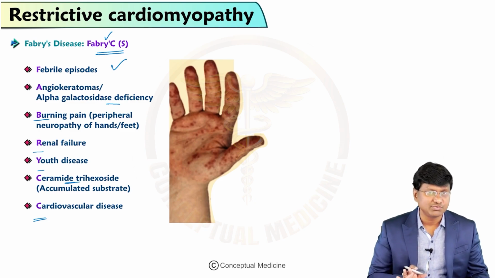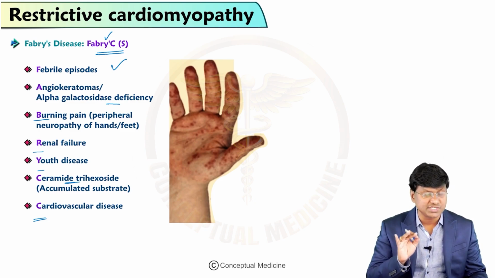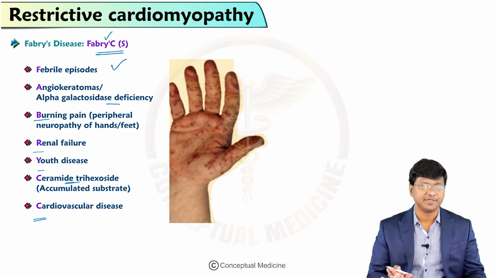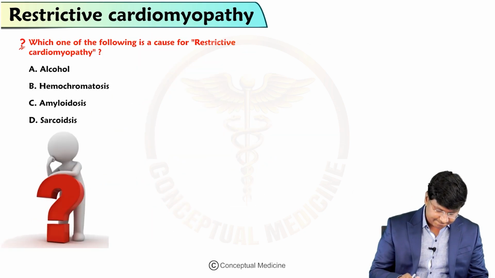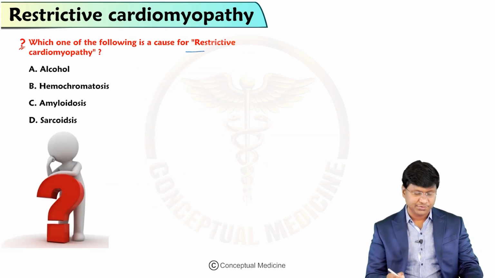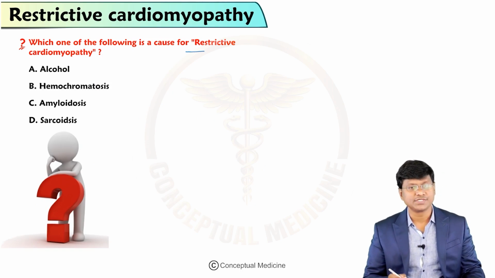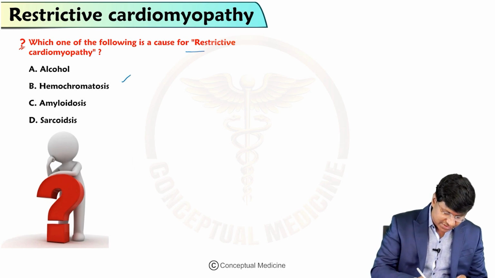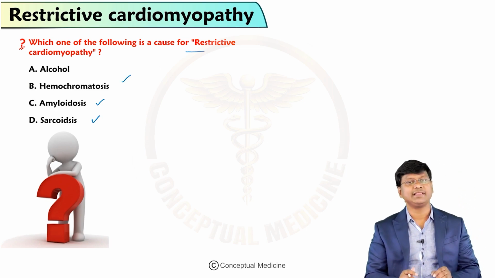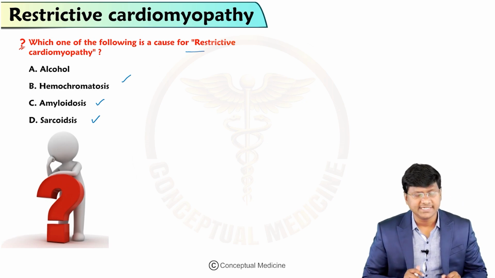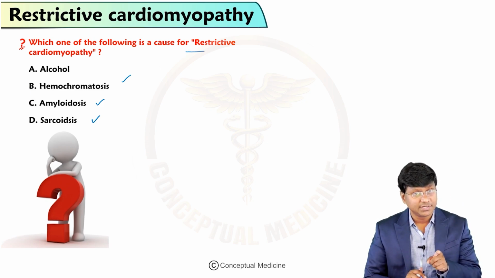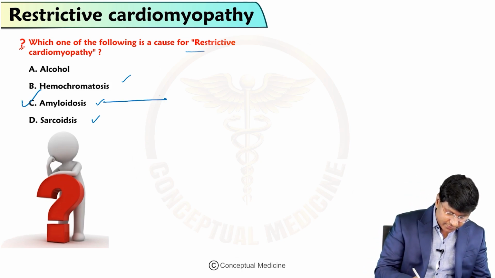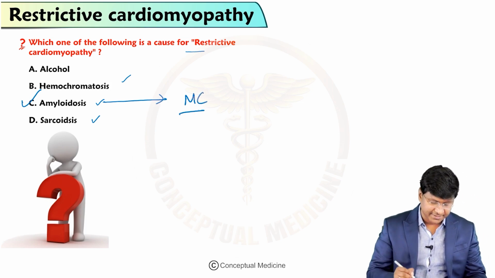Okay, so these will be the manifestations of Fabry's disease, which is a lysosomal storage disorder, which will cause restrictive cardiomyopathy. Next, which of the following is a cause for restrictive cardiomyopathy? Alcohol, hemochromatosis, amyloidosis, or sarcoidosis. Let me tell you, hemochromatosis, amyloidosis, and sarcoidosis, all three will cause the development of restrictive cardiomyopathy. But among all these, the most common will be amyloidosis. So the answer will be C.